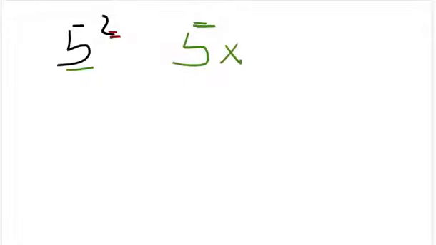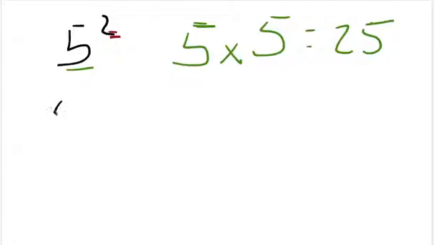Alright, so now we're going to get a little bit trickier in the sense that we are going to start using bases that aren't 10. So let's try 5 squared. So again, I'm going to take my base and my exponent. I take my base, which is 5, and I multiply it by itself, or by the same number, 2 times. So 5 times 5 is 25. So we know that 5 squared, or to the 2nd power, is 25.